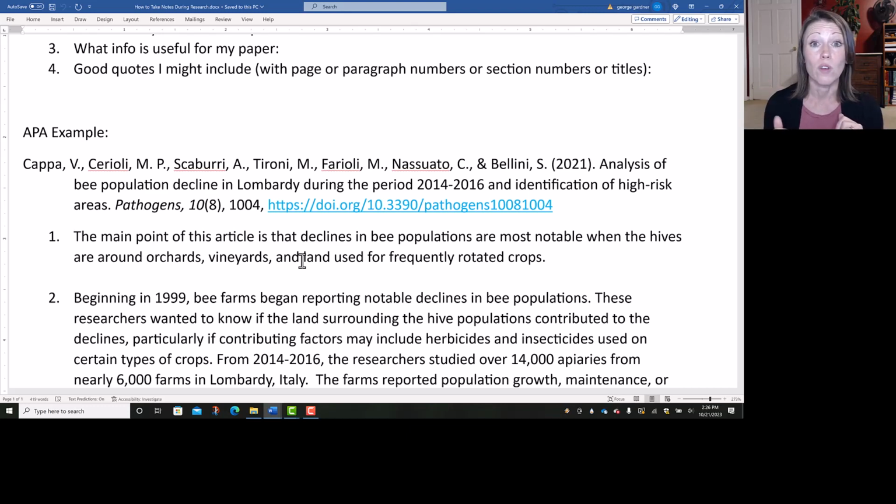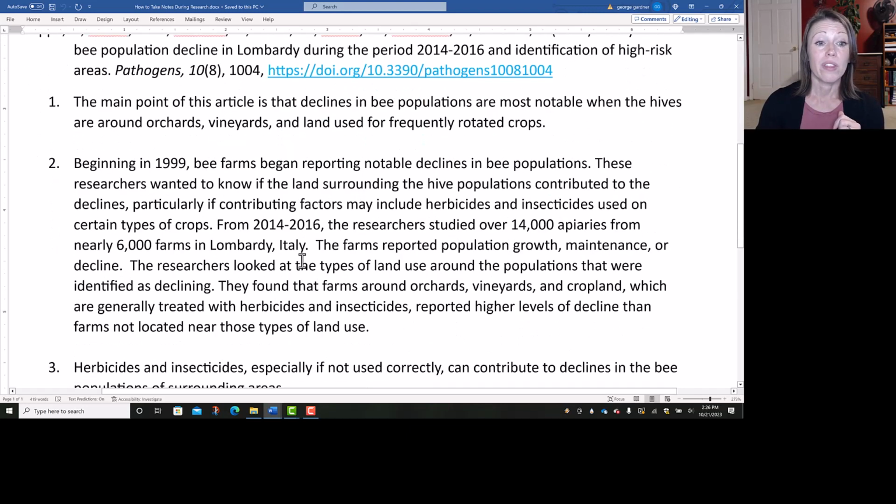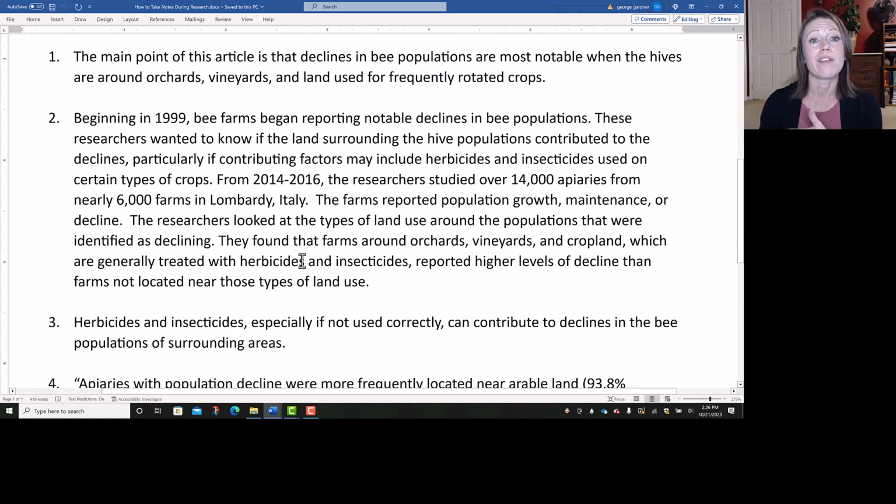That was the basis of the whole article. Now, you look at how they arrived at this information. Beginning in 1999, the bee farms began reporting notable declines in bee populations. The researchers wanted to know if the land surrounding the hive populations contributed to those declines, particularly if the contributing factors may include herbicides and insecticides that are used on certain types of crops.